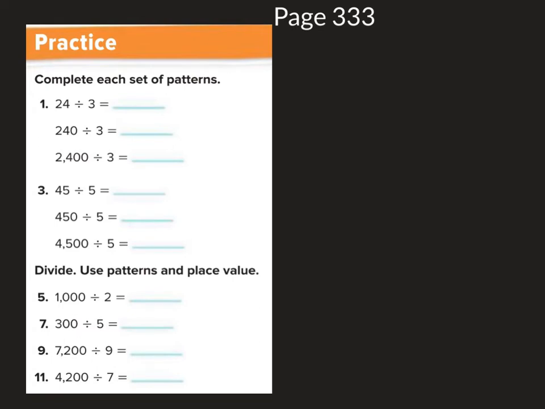All right, here we go. Page 333. Let's get started. Here we go. 24 divided by 3. 24 divided into 3 equal groups is 8.